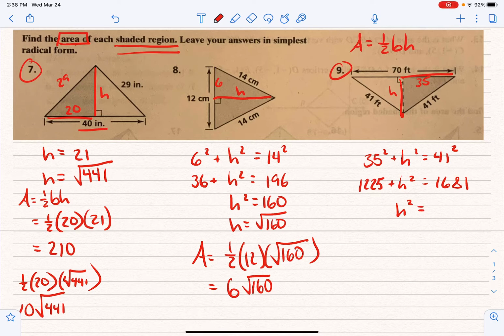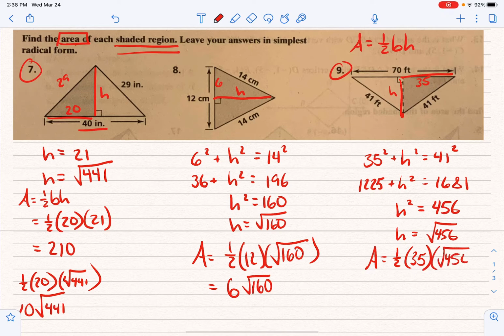All right, and then you go ahead and subtract, and you get that the height squared is equal to, you got to subtract these. What do you got? 456, I think. Yuck. Anyway, and so therefore the height is equal to the square root of 456 because there's no clean square root of 456. And then I got to plug that in and say, well, area is equal to 1/2 the base, which now the base is not 70, it's only the 35. 1/2 the base, 35, times the square root of 456. And so half of 35, that's 17.5 times the square root of 456.